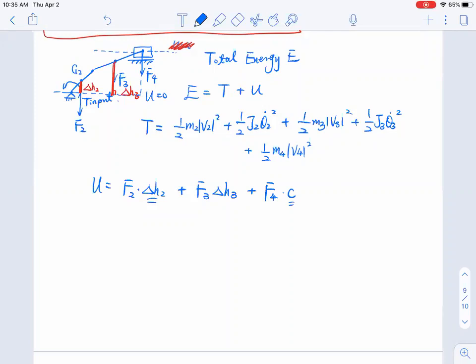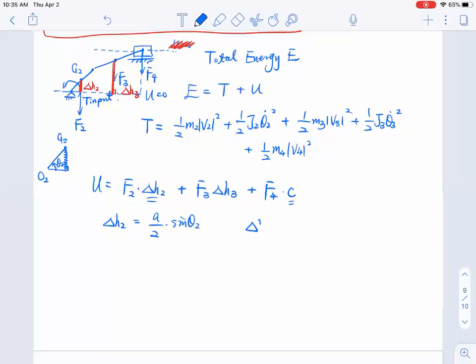Then we need to find what these delta h's are. Delta h2, if you look at the triangle, we have your O2, G2, and this angle is theta 2. We need to find that edge. According to the geometry relationship, this delta h2 is just half of the length times sine theta 2, right? And then we can calculate delta h3. Delta h3 is kind of tricky.